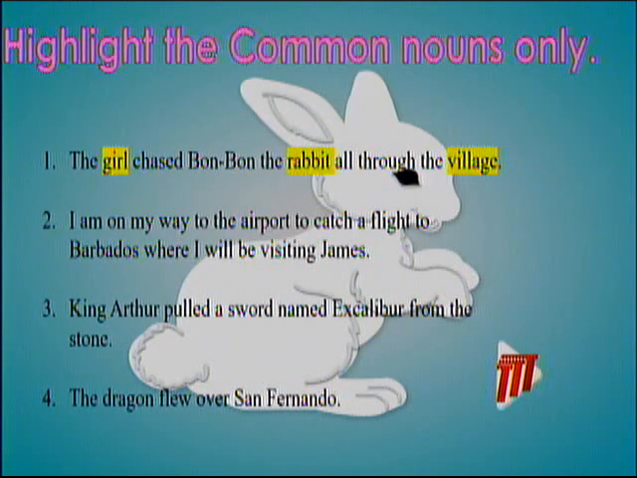Giving you a little chance, find the common nouns in number 2. Good? Good. So let's see what we have here now. I am on my way to the airport to catch a flight to Barbados, where I'll be visiting James. Before, when we were doing proper nouns, we had Barbados and James being nouns as well. So we know they are nouns. They name something. But the only common noun we have here now would be the word airport, because that's the only general thing, because you may have more than one airport in a country. Good. So number 3 now. Take a little time.